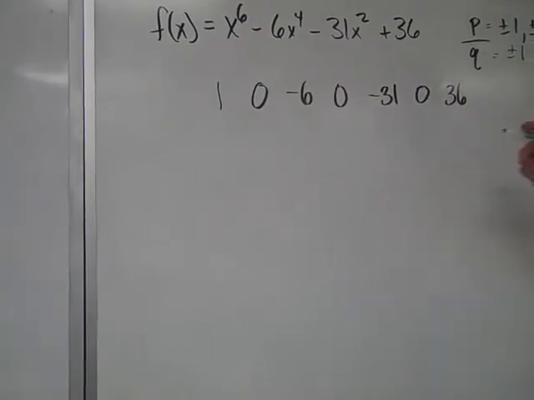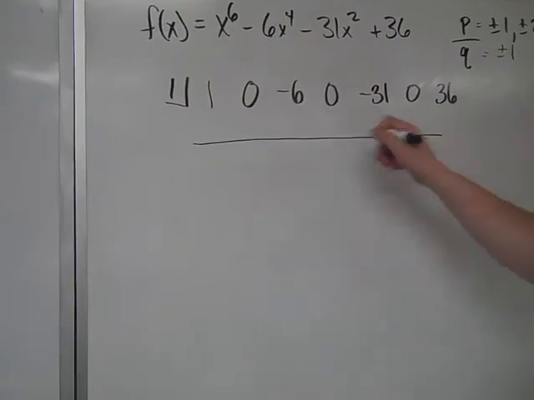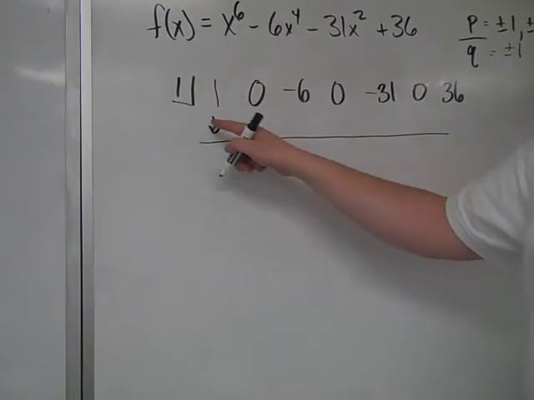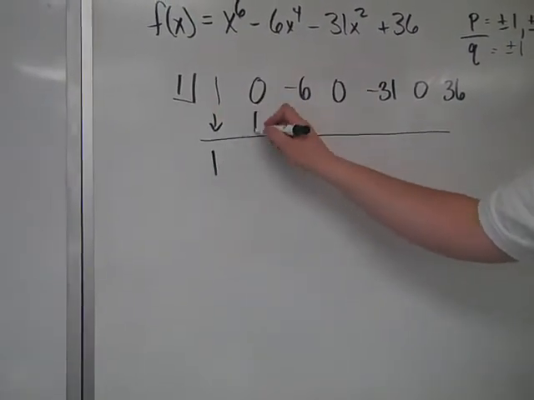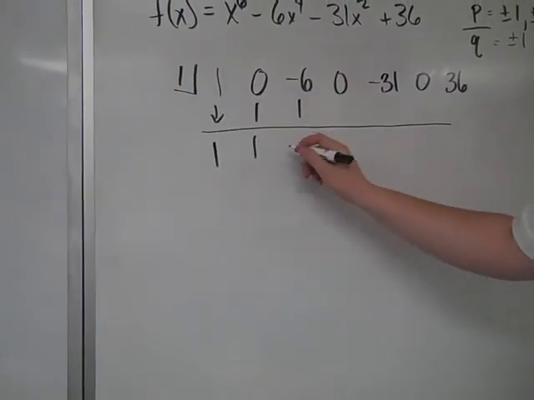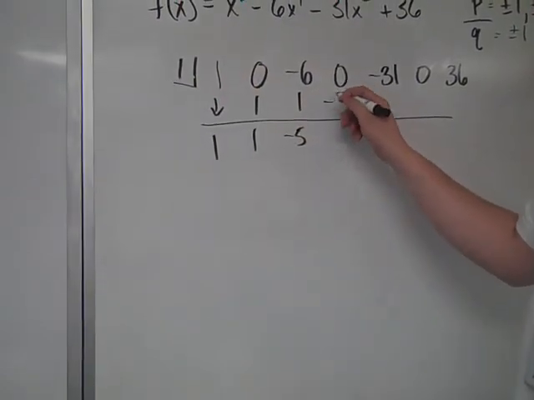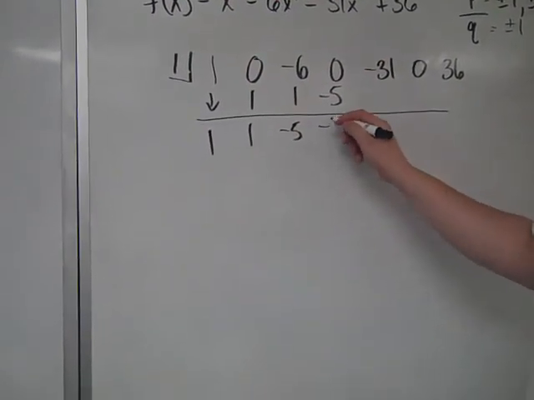I always like starting with 1 and negative 1. So let's start with 1 and see if this works. If I bring this down, 1 times 1 is 1. Add those together, I get 1. 1 times 1 is 1. Add those together, I get negative 5. 1 times negative 5 is negative 5. Add those together, I get negative 5.